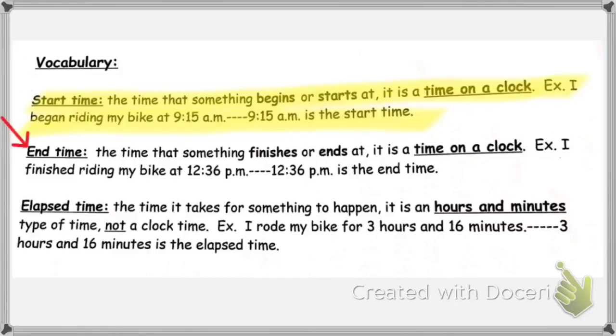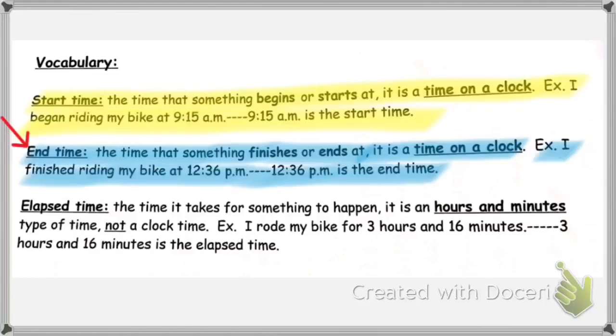Next, let's focus in on end time. End time is the time that something finishes or ends at. It's also a time on a clock. Example, I finished riding my bike at 12:36 p.m. 12:36 p.m. is the end time. That's when I finished or stopped riding. And again, 12:36 is the time we would see on a clock.